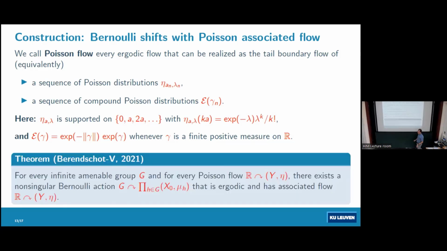Okay, so what is the theorem? This is the constructive theorem. Whenever you have an infinite amenable group, the word amenable now somehow appearing for the first time, I'll get back to that, and for any Poisson flow in that sense of the word, we can construct a non-singular Bernoulli action that is ergodic and for which the associated flow is this Poisson flow. So all Poisson flows can be reached by non-singular Bernoulli shifts of any amenable group, and you can do this not necessarily with X_0 being 2 points, as I mentioned, but X_0, an infinite discrete set, is enough to realize this. Okay.